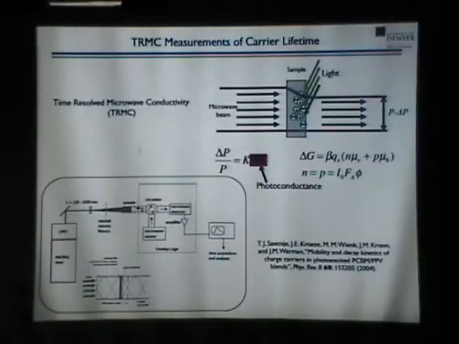We don't measure directly either N or mu, but we measure the summation. That's one of the limitations of this technique. So anyhow, here's just a diagram of the setup.